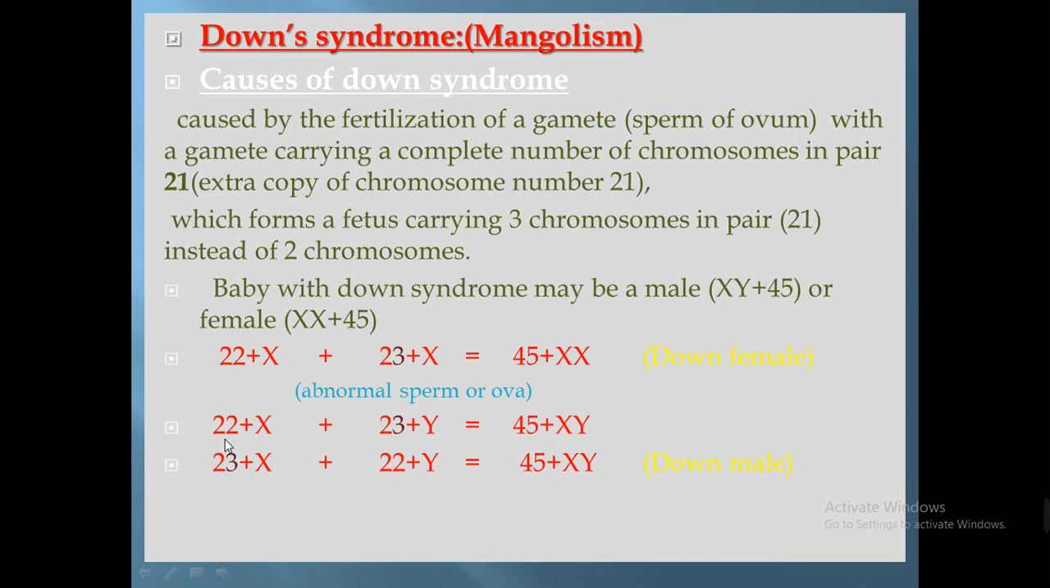If the fertilization occurs between a normal ovum 22 plus X and an abnormal sperm, which has an extra chromosome, which is number 21, the number of autosomes will be 23 instead of 22. So the result will be 45 plus XY. So it's a Down syndrome male. Also, if the fertilization occurs between an abnormal ovum and a normal sperm, it will produce the same. So here, the reason for causing Down syndrome is not related to the sperm or the ova. It occurs by both.